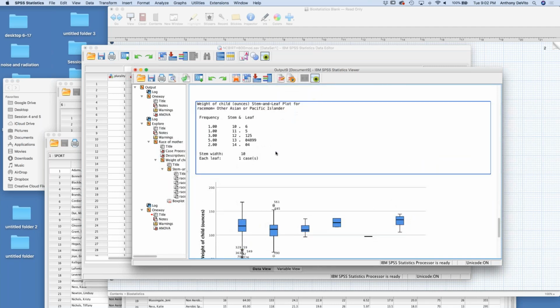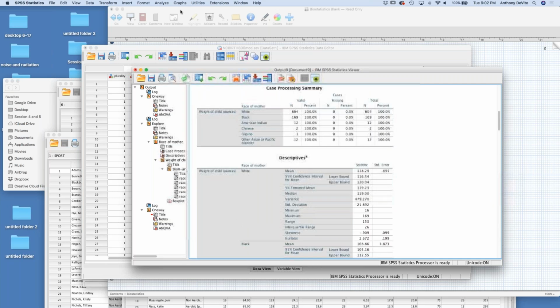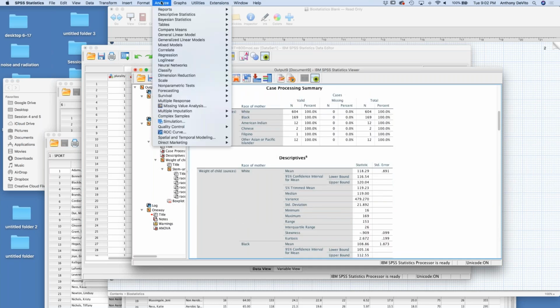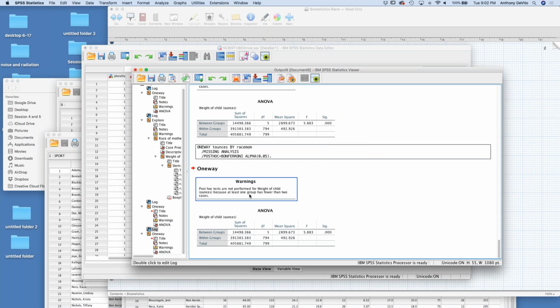Okay, here's box plots. Oh no, we did that. This was descriptive statistics for everything. I'm going to analyze, compare means, one-way analysis of variance, weight of the child, race of the mother. Let's run this again. And let's see, at least one group has fewer than, well, it analyzed it for the groups that it had data for. Well, in this case, I'm going to go ahead with the analysis.